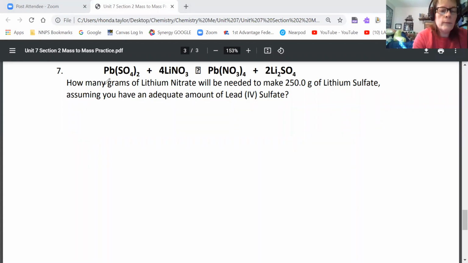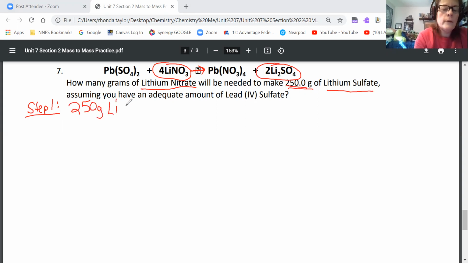Okay, so read your question. How many grams of lithium nitrate, there's your lithium nitrate, will be needed to make 250 grams of lithium sulfate? There's your lithium sulfate. So those are the 2 things that you have, assuming you have adequate amounts of the other compound that we're using. All right, so step 1. We have to convert our 250 grams of our lithium sulfate into moles so we can do our mole to mole ratio.